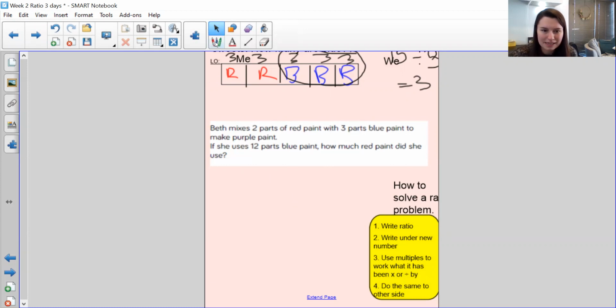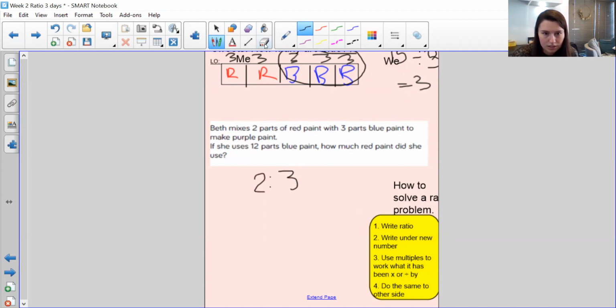So let's follow our steps here. First thing is to write our ratio that we know. So we know that it is 2 red to 3 blue. Now, before we think about drawing a bar, you can actually just label things up here as well. Right underneath the new number. So we now have 12 parts blue. Now it's important to really flag that because you don't want to write it on the wrong side. So if she uses 12 parts of blue paint, how much red?